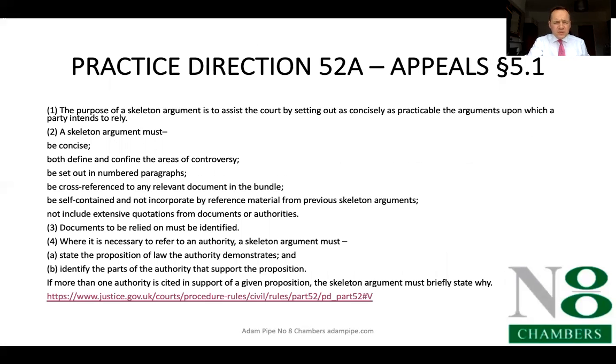And it says this: the purpose of the skeleton argument is to assist the court by setting out as concisely as practical the arguments upon which a party intends to rely. It must be concise, define and confine the areas of controversy. And that's what we saw the Court of Appeal emphasizing in ME Sri Lanka. Numbered paragraphs. Again, this importance of cross-referencing to the relevant document in the bundle. And that's the donkey work, because that often takes time, going through the bundle and cross-referring.